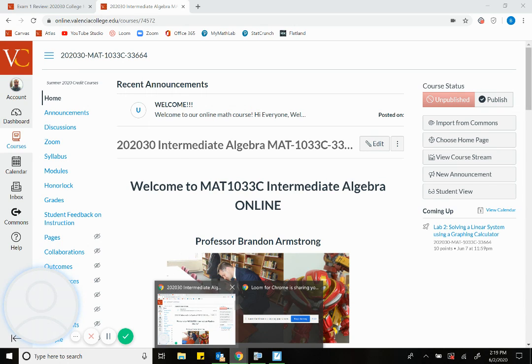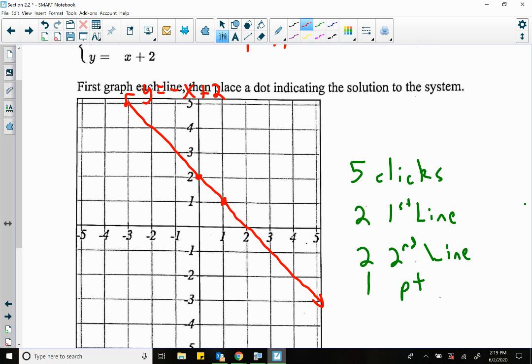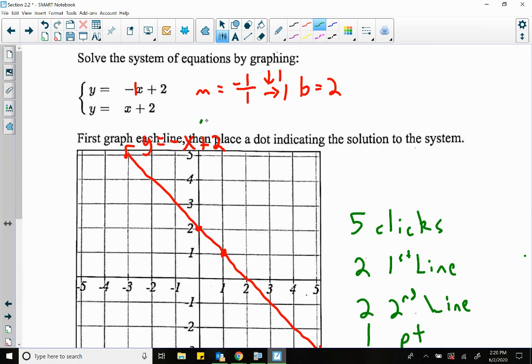So the second line, oops, wrong one. The second line, I'm just going to do slope-intercept. So m is 1 over 1. The b is 2. So this means go up 1 and to the right 1. So I'll plot the intercept, and I'll go up 1, right 1.